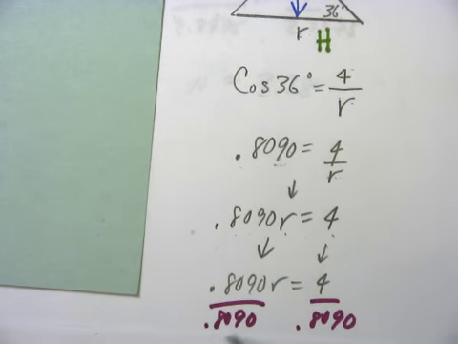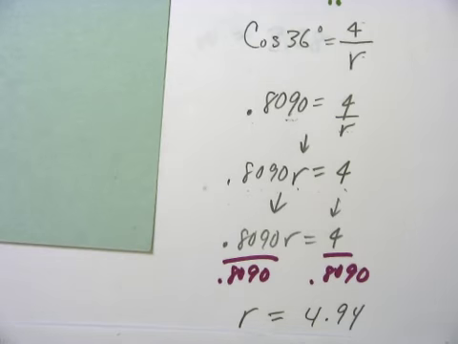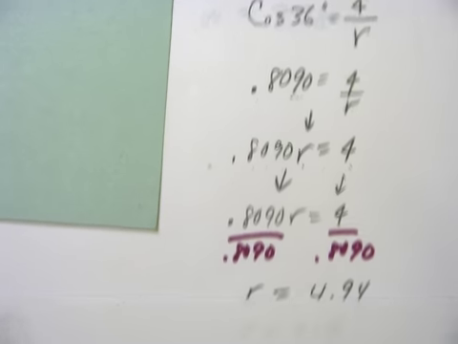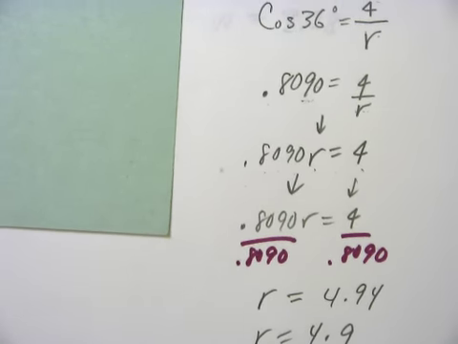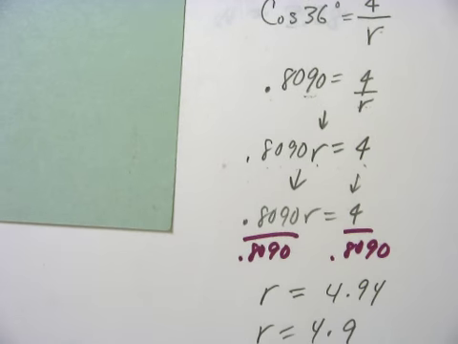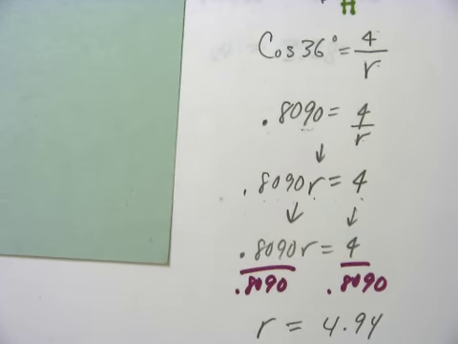When I do that, I get 0.8090R is equal to 4. I want to solve for R now. How do I do that? Divide both sides by 0.8090. The 0.8090s cancel out, and R is equal to 4.94. I can round that up to just 4.9.